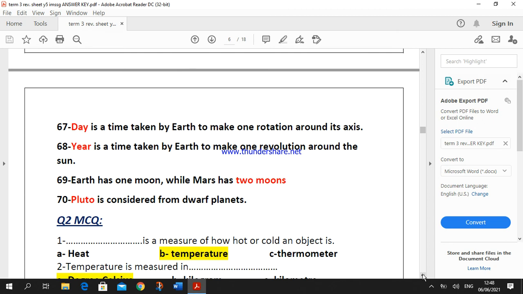69, Earth has one moon while Mars has 2 moons. 70, the last question, Pluto is considered a dwarf planet. Listen to me, planet Pluto was once considered a part of the planets of the solar system. However, in 2006, the International Astronomical Union, IAU, demoted Pluto to the status of a dwarf planet. Dwarf planets are small in size and are unable to attract smaller bodies to themselves due to their weaker gravities.